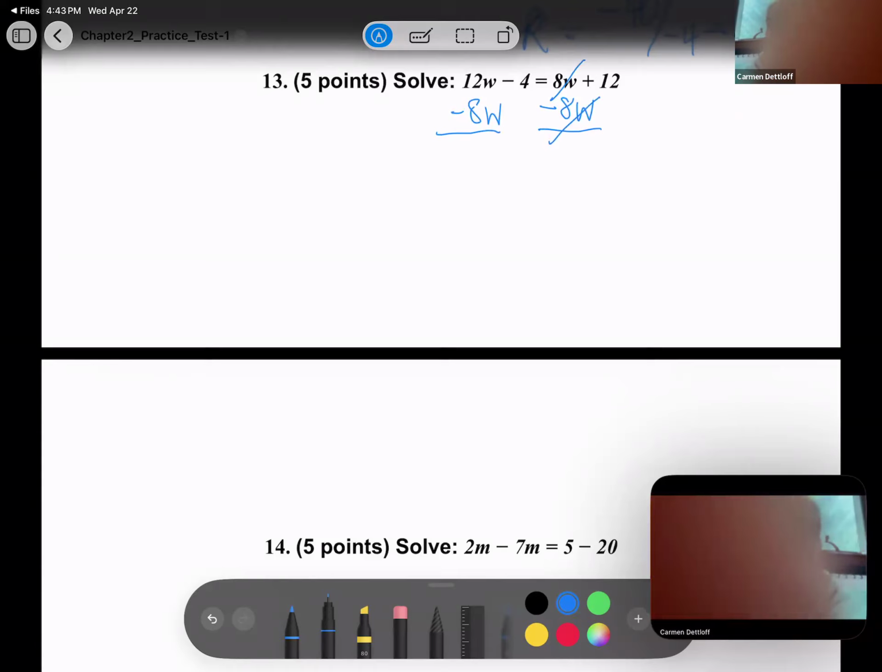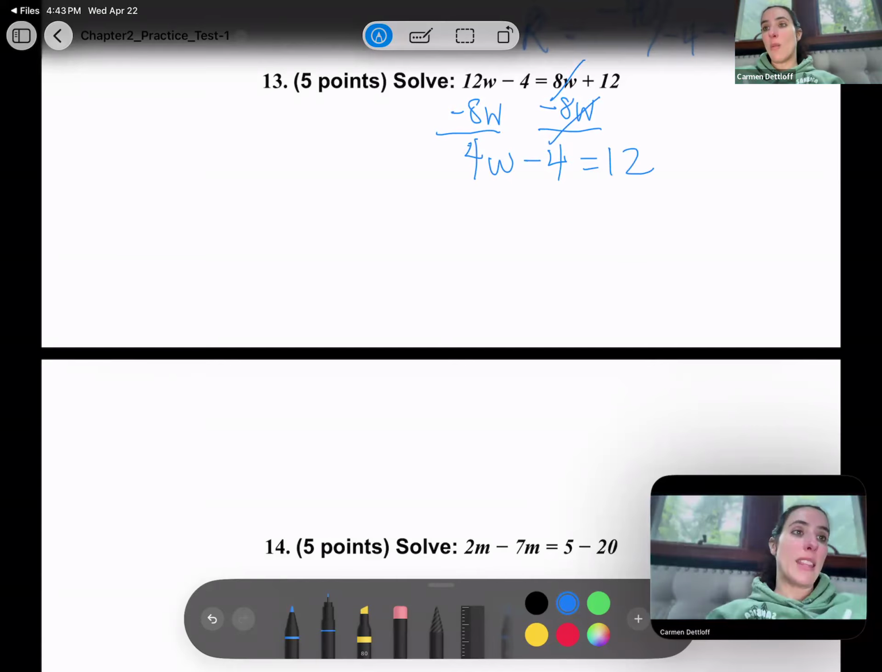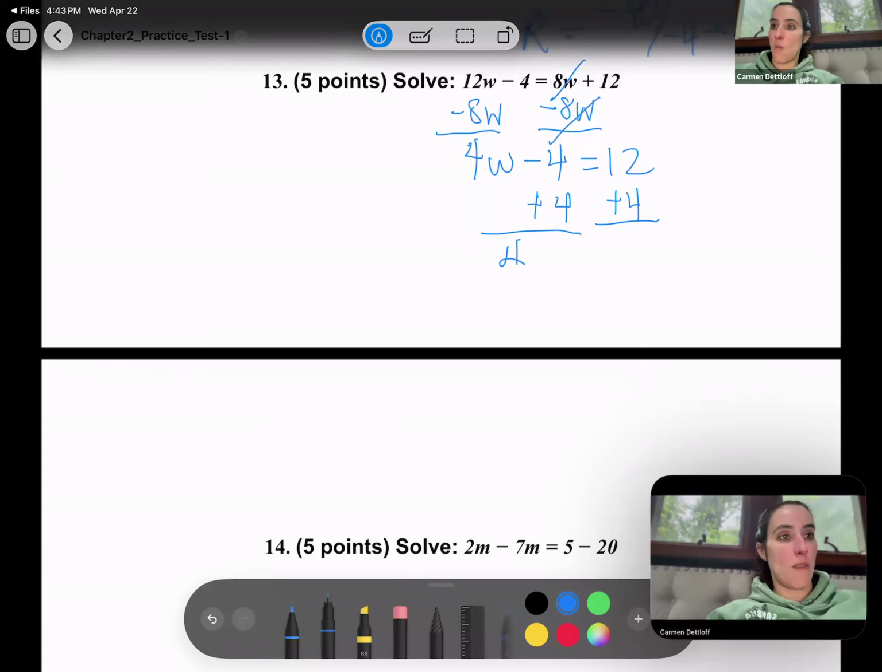W cancels over here. 12w minus 8w gives me 4w minus 4 equals 12. And now I want to get w all by itself. Now I've got a multiply and a subtraction. Before I can do anything with that 4w, I need to get rid of that subtracting 4. I need to add 4 to both sides. So I get 4w equals 12 plus 4, which is 16.